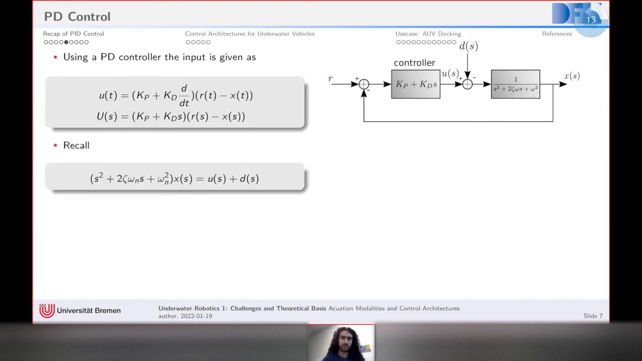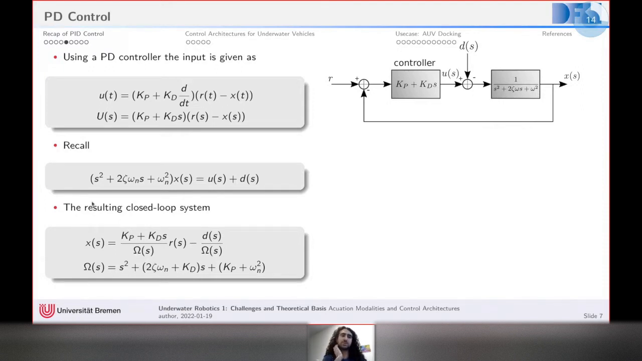Now, a small recall. So this is how my system looks like now. This is the differential equation that describes my dynamics. This is my control, which I just determined here. And this is the disturbance. Now the disturbance, I still don't know what it is. I have to model it in a way to be able to deal with it. However, there is also a way to eliminate it.